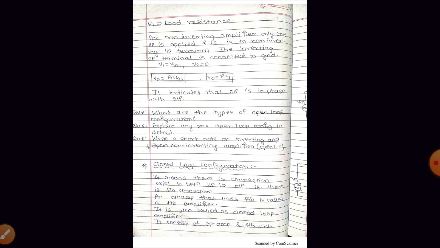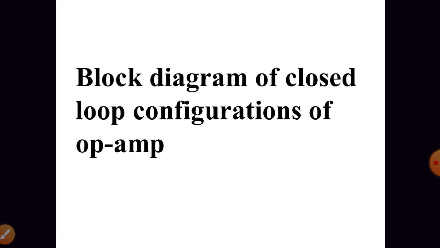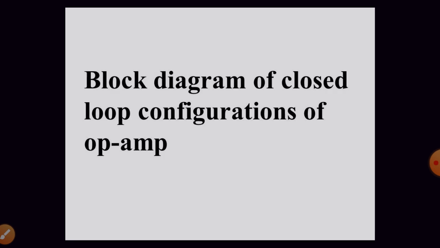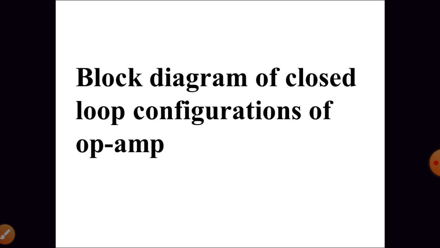Next, we have to study the closed loop configuration. We have to study the block diagram of the closed loop configuration of the op-amp. So what is the basic idea? Closed loop means there is a connection between input and output. There is feedback. In a closed loop configuration, we have to connect the output to the input.